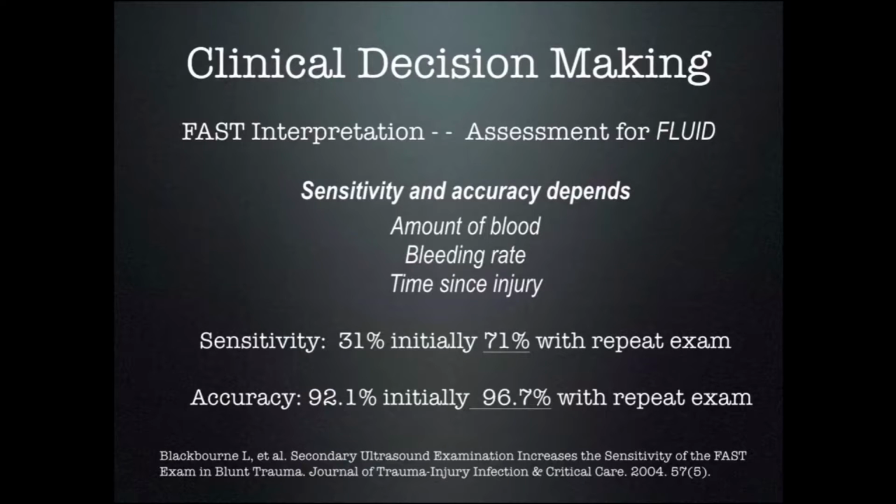So if you look at the initial FAST exam in this study, initial FAST exam had a sensitivity of 31% and an accuracy of 92%. If you waited and repeated the exam, more blood will have collected, and so your sensitivity goes up. It goes to 71% and accuracy of 96.7%. So as we can see that multiple exams increase your sensitivity as well as specificity as well as your accuracy.